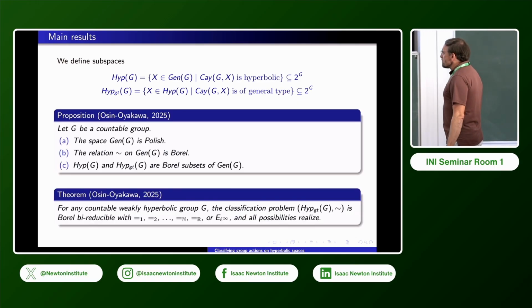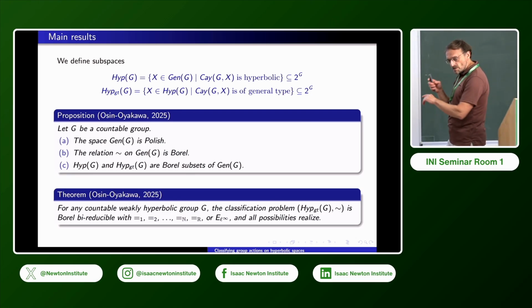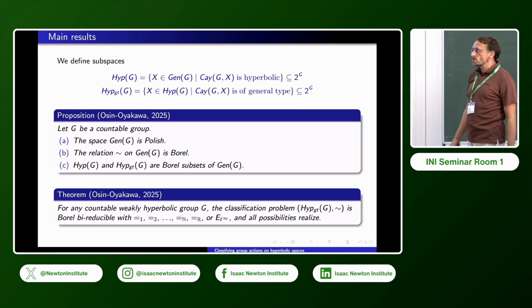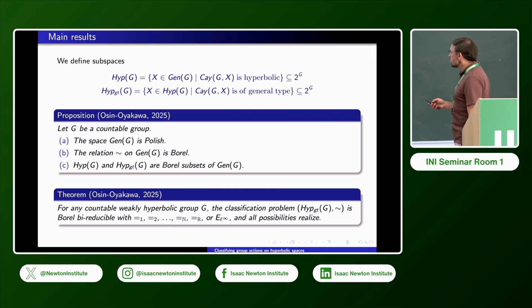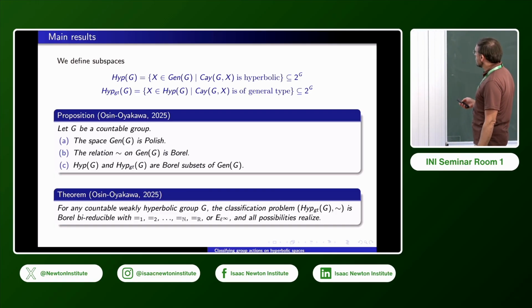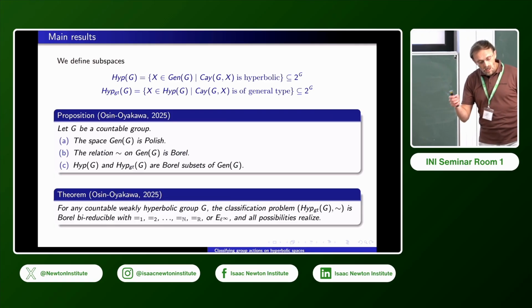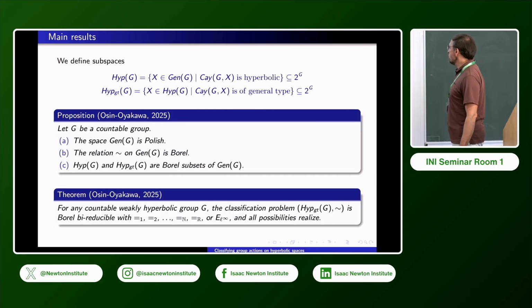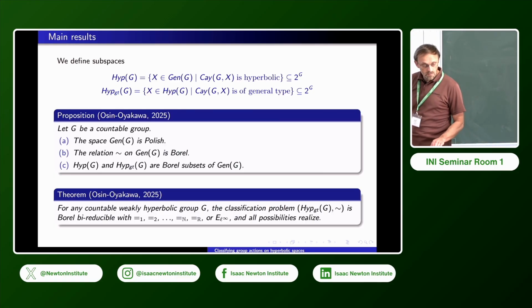And here is the main theorem which we proved. So it turns out that for any countable weakly hyperbolic group, and remember weakly hyperbolic means that it has an action on a hyperbolic space with two transverse loxodromic elements, the classification problem we are interested in, meaning the classification of general type hyperbolic generating sets of G with respect to this equivalence relation I just introduced, is Borel bireducible to one of these relations, either a smooth relation or E_L infinity, and all possibilities are realized.